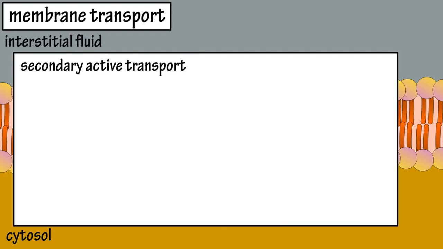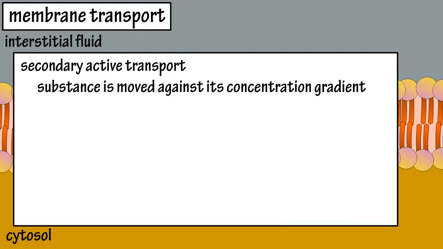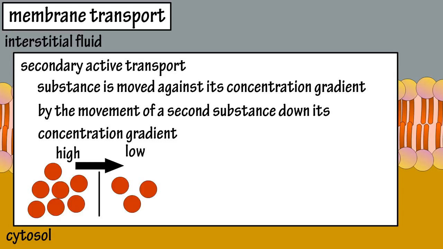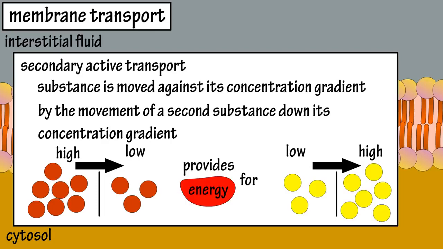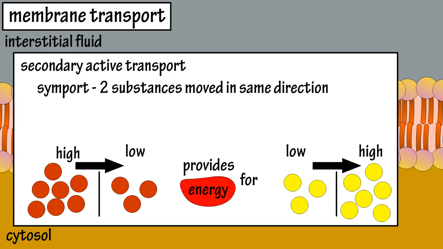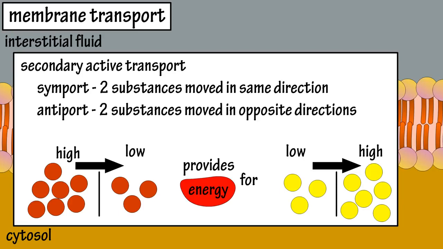In secondary active transport, a substance is moved against its concentration gradient by using energy provided by the movement of a second substance down its concentration gradient. So, a substance that is moving from a place of high concentration to low concentration will provide the energy to move a second substance from a place of low concentration to high concentration. There are two types of secondary active transports: symport, where two substances are moved in the same direction, and antiport, where two substances are moved in opposite directions.